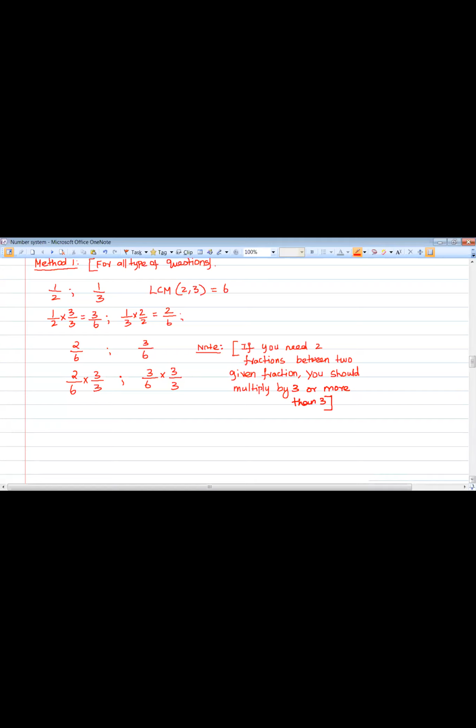Now, what is 2 into 3 and 6 into 3? This is 6 by 18. Then what about 3 into 3 and 6 into 3? 9 by 18. So why, sir? Joalin, I will tell you, here we need two fractions, correct? We multiplied by 3 and divided by 3. You should multiply and divide by 3 here, or more than 3.